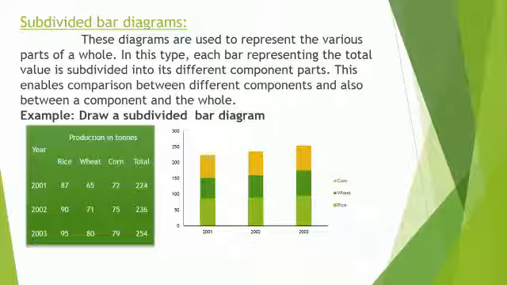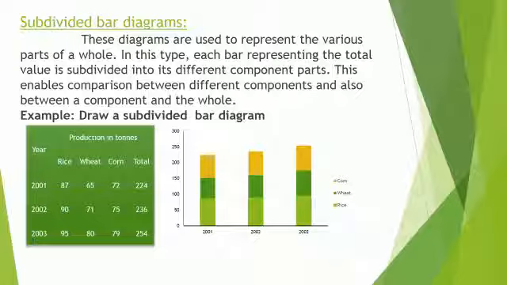First, for 2001, you have to draw a whole bar. The total is 224, so the whole bar is 224, and the second bar represents the total 236. Yes, you have to draw the whole bar, and the third bar represents 254. Then you have to subdivide it.